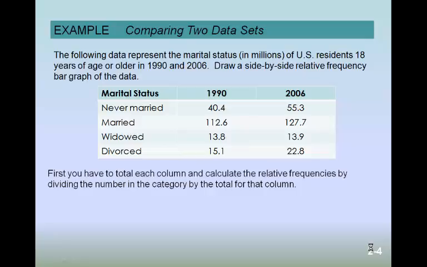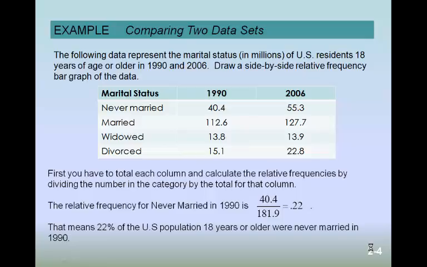First, you have to total each column and calculate the relative frequencies by dividing the number in the category by the total for that column. The relative frequency for never married in 1990 is 40.4, which you can read from the graph, divided by 181.9, which is what you get when you add up all of the responses in the 1990 column. That means that 22% of the U.S. population 18 years or older were never married in 1990.